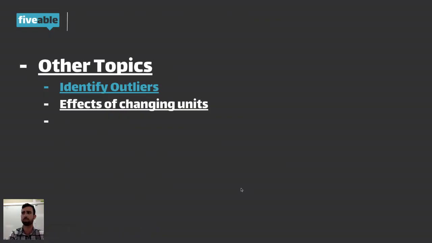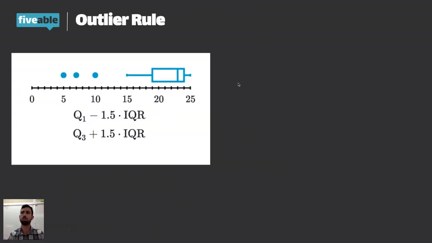All right, some other topics. Two main topics I want to talk about, and then we'll get to some AP problems. First, identifying outliers. So they might ask you to identify outliers on the AP exam, and here's how you do it. It's called the outlier rule.